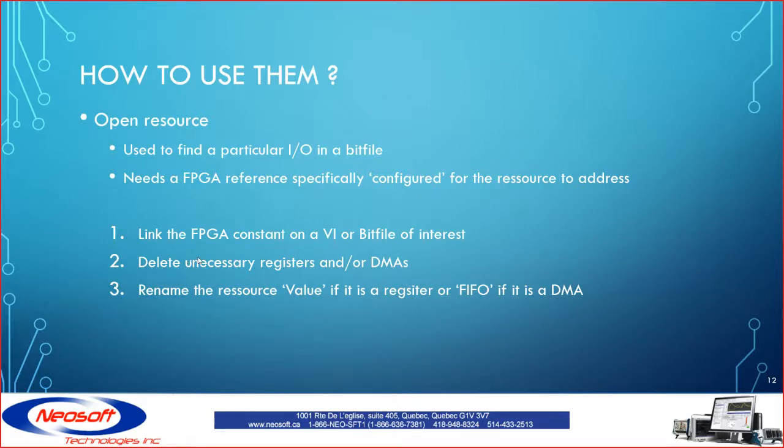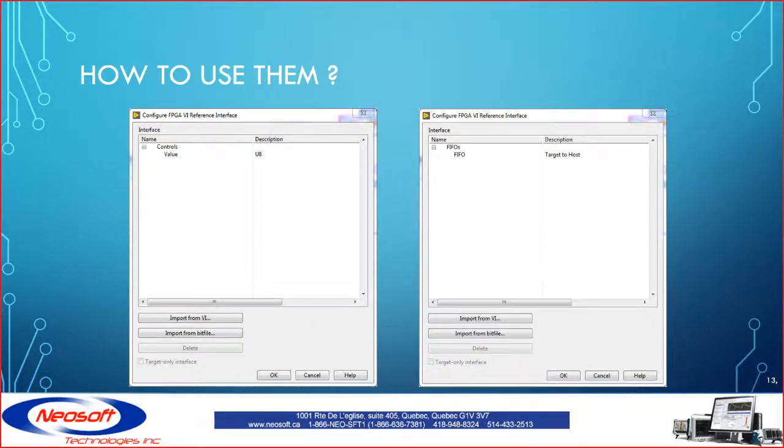To do this, I guess it's better to demo it, but you will need to specifically configure an FPGA resource to isolate a resource you want to use and to rename it. So you will see that we will use that interface that you may know, and we will have to rename the input we want to address value and the DMA we want to access FIFO. So I guess here it's time for me to do a quick demo.